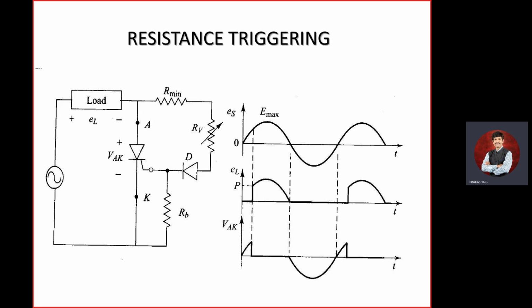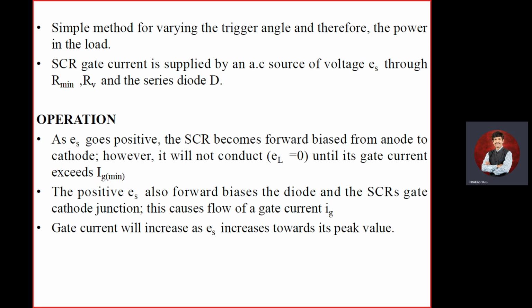In the negative half, you're able to measure the voltage across the thyristor because more drop will be there as input is there. The same thing will repeat here. This is your VAK, the voltage drop across the thyristor. The same thing has been explained theoretically here.